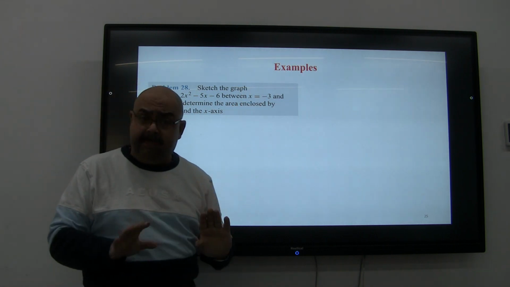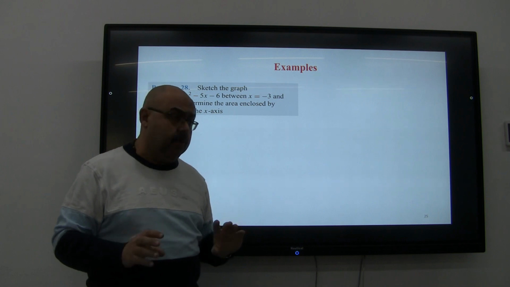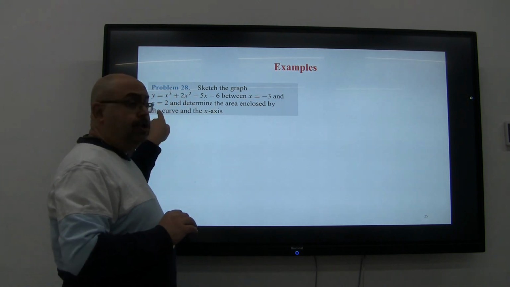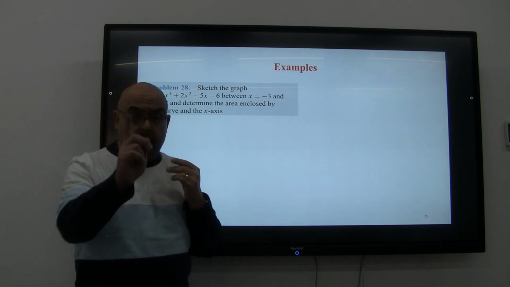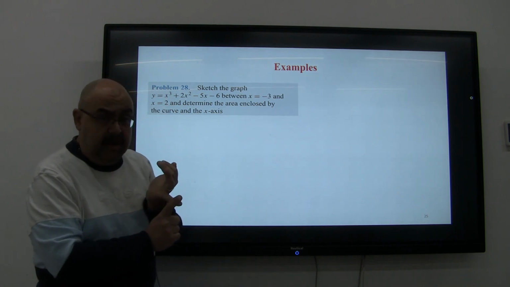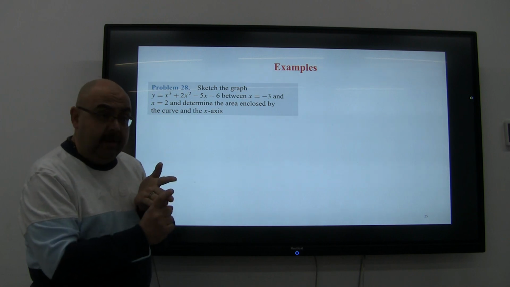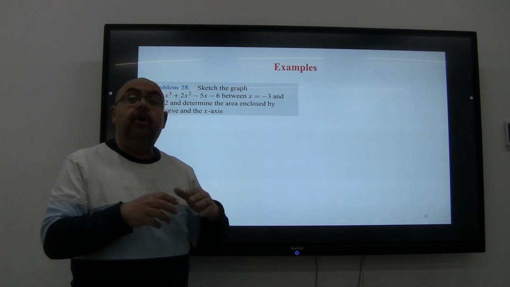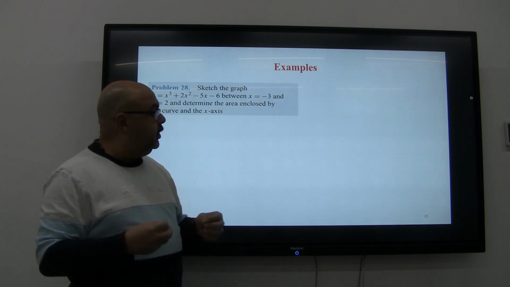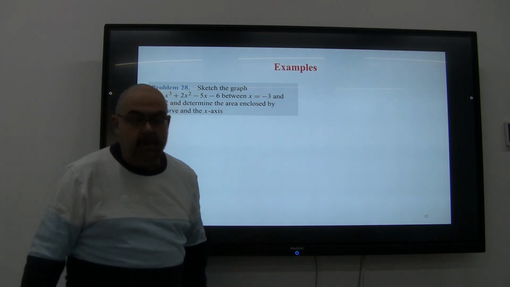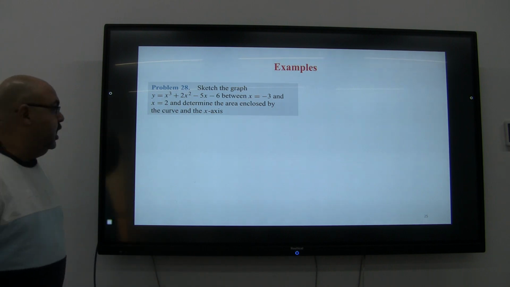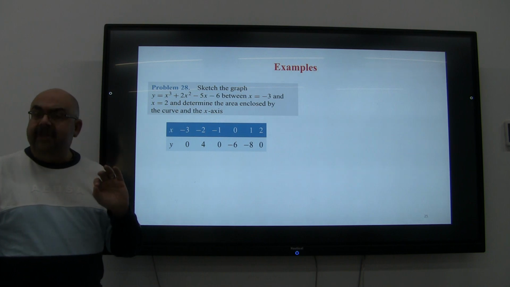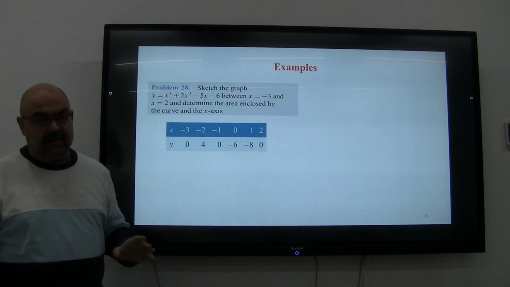If this happens, I would deeply recommend that you start substituting from -3 till you reach 2. So I will start substituting by -3, -2, -1, 0, and 1 and 2, hoping that some of them are zeros. This way, I will be able to find exactly where the points that will cut the x-axis.